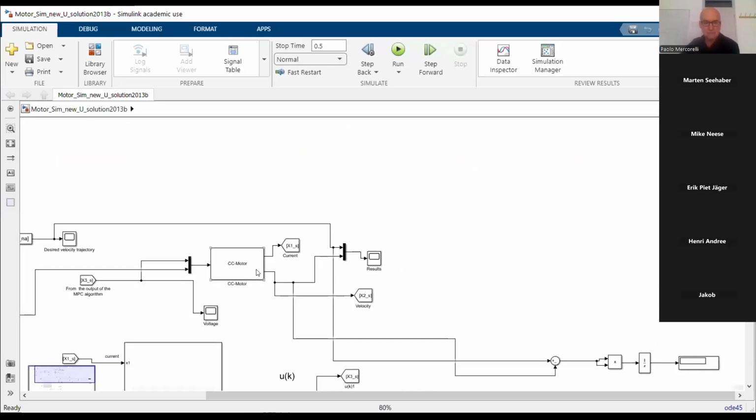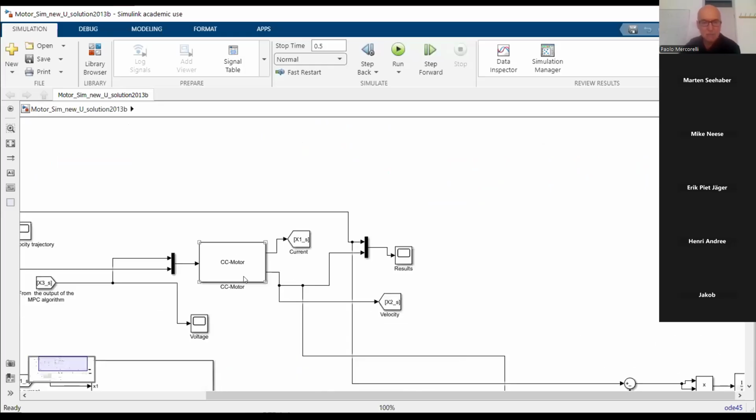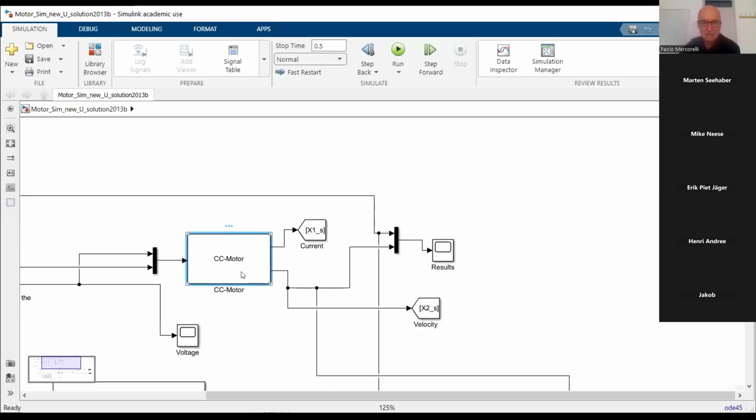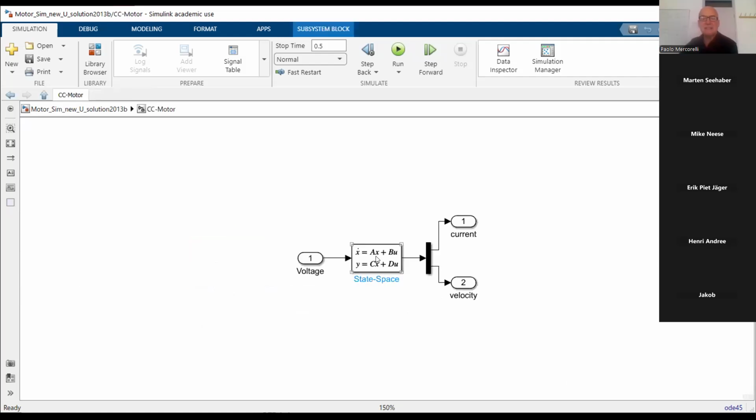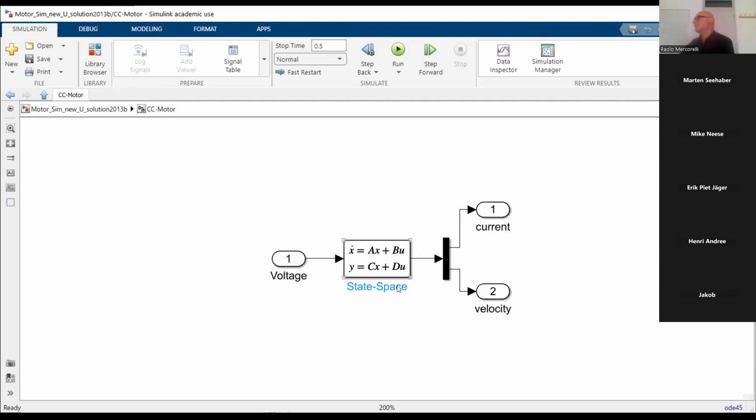Look, here is the motor, the DC motor. If you go inside, we have exactly this representation using the matrices A, B, C, D, which I sketched before. The outputs are the current and the velocity of the motor. If you go inside here, let me also show what we have.